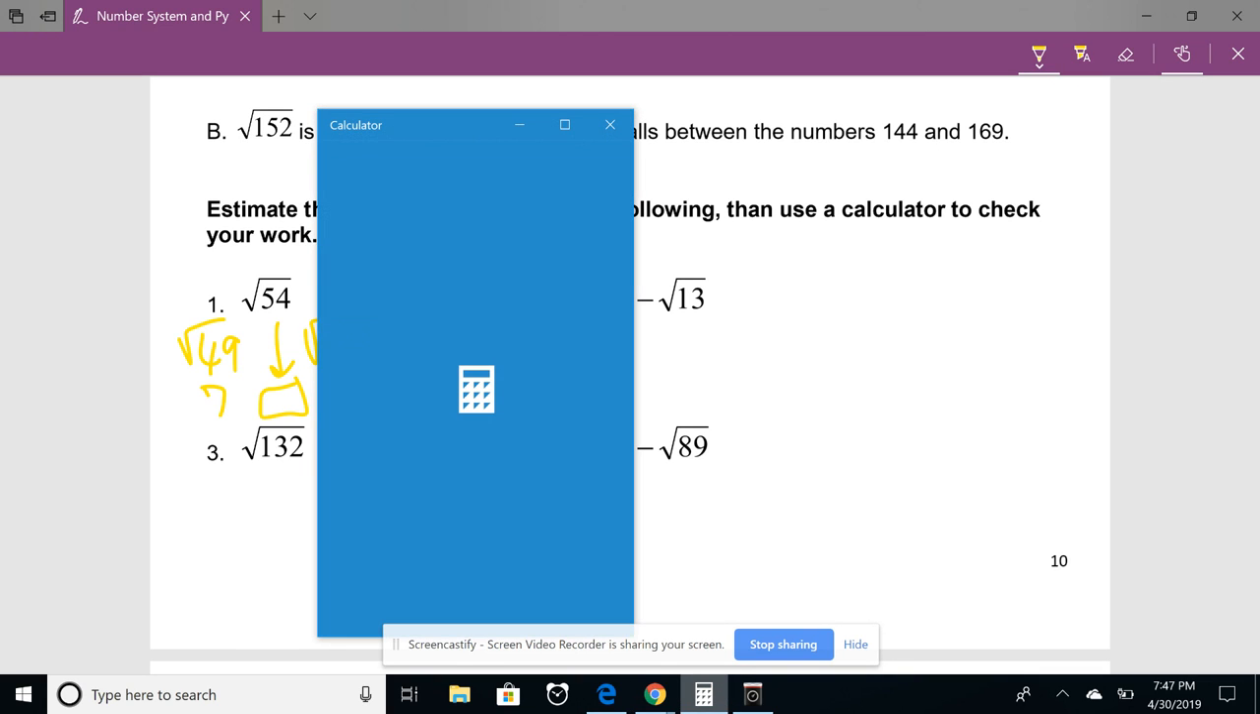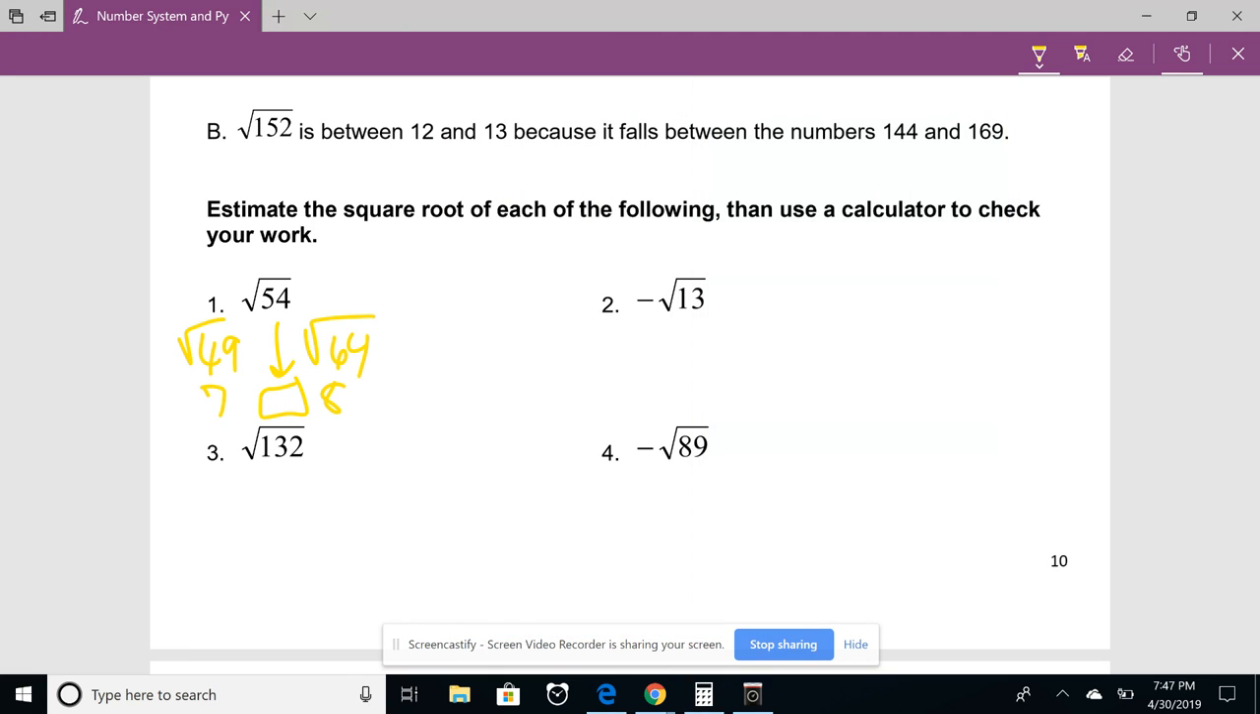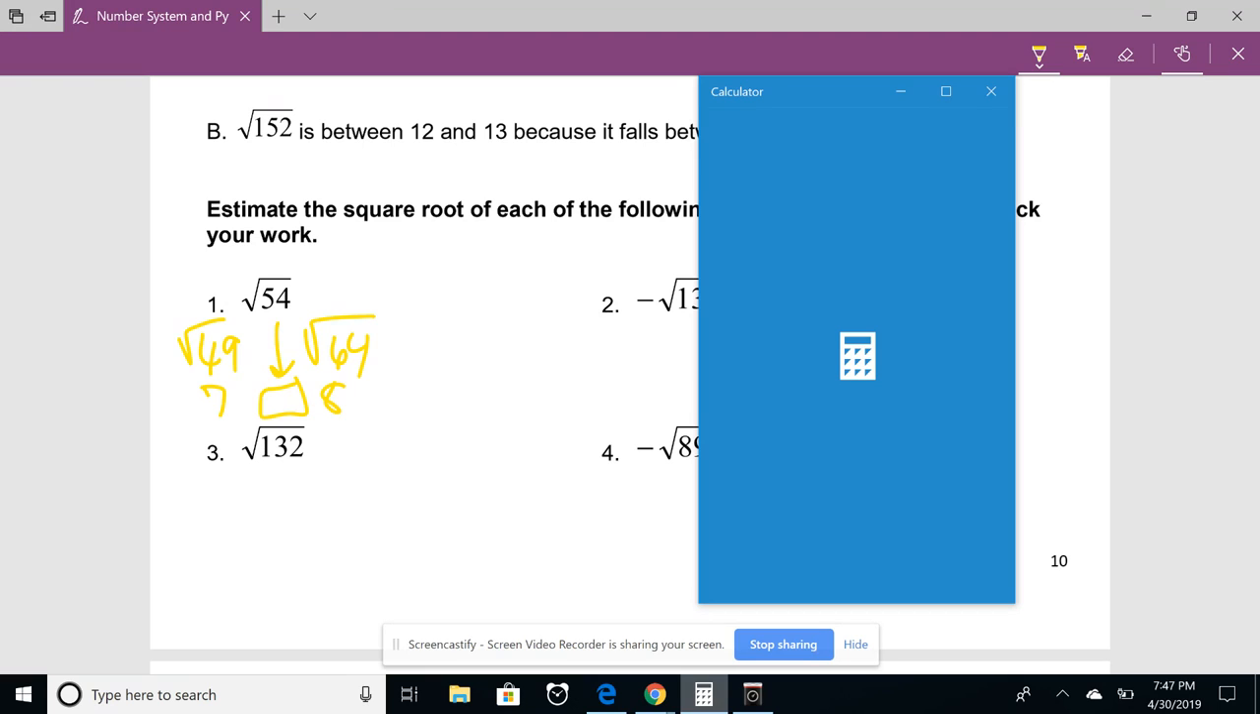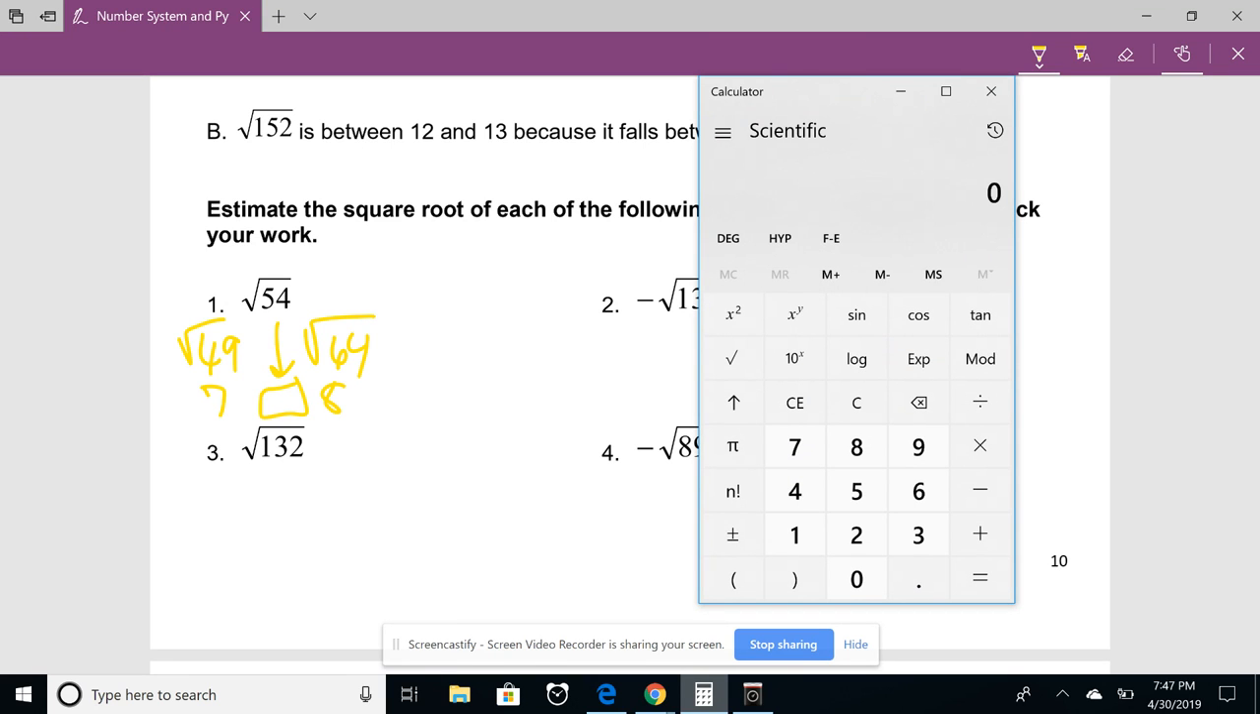Let's look. The square root of 54 with our calculator. All right, we're not going to use that calculator. Oh, here we go. 54 square root 7.3. Okay, so that shows that what we just proved is true.